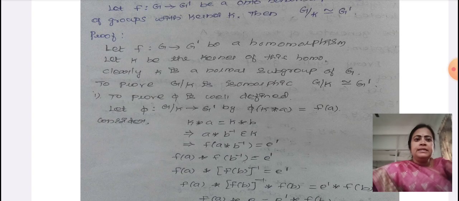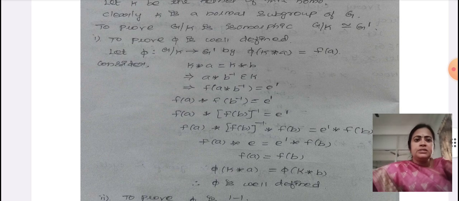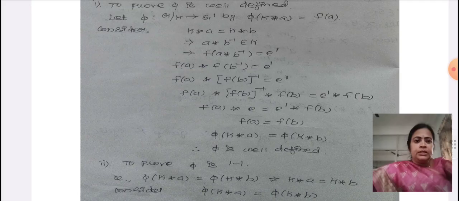To prove phi is well defined, that is, we are defining the function phi and you have to prove the function is well defined. For this, consider K star a equal to K star b, which implies a star b inverse belongs to K by the definition of normal subgroup, and this implies f of a star b inverse is equal to e dash. From the definition of homomorphism, this can be written as f of a star f of b inverse equal to e dash, so f of a equals f of b.